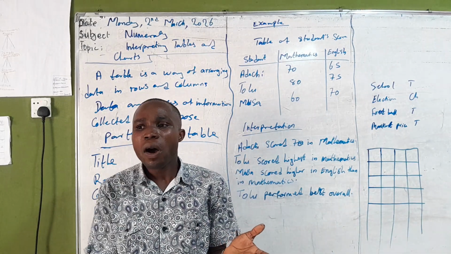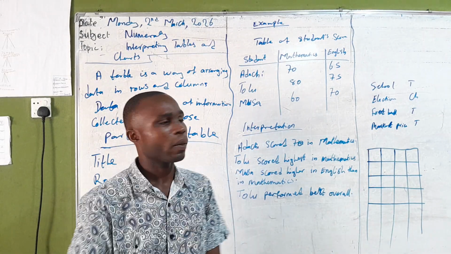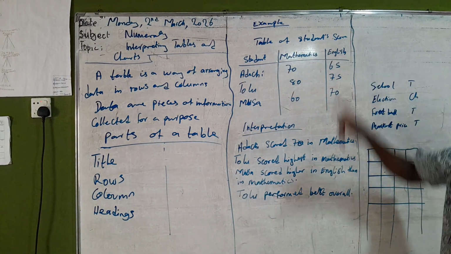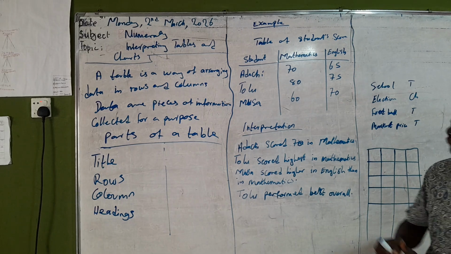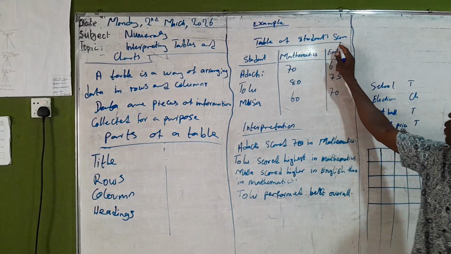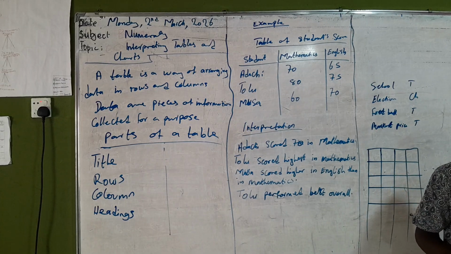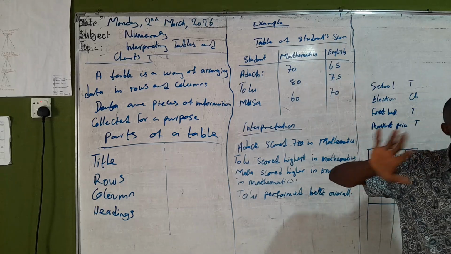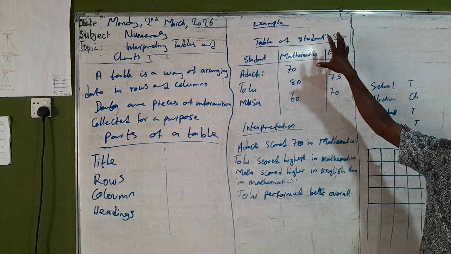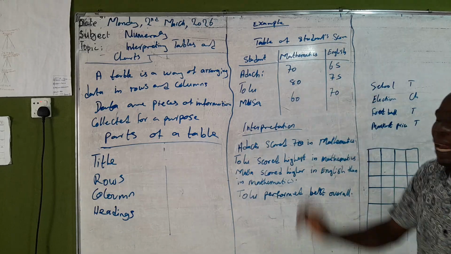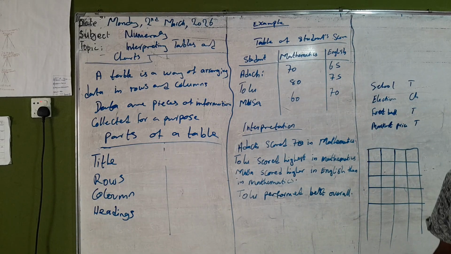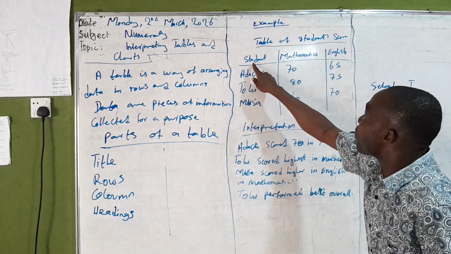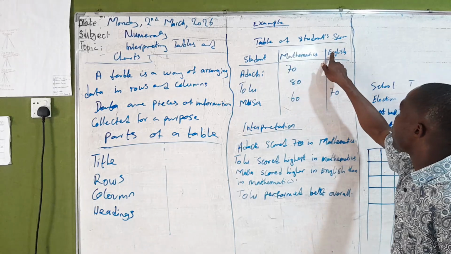Now, let us take a look at what we have here, an example of a table. We have this as a title. What is the title of the table? Table of students score. That is the title. Are we together? Now, we have what we call the heading. Now observe this, this, this.